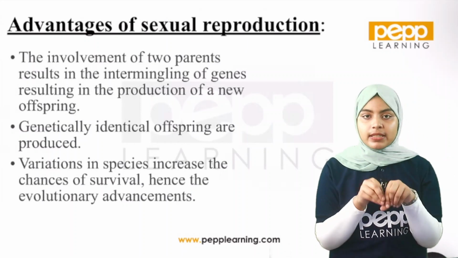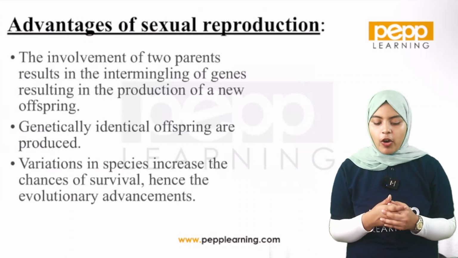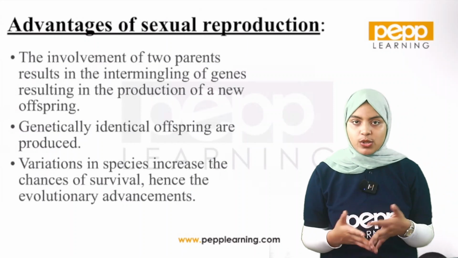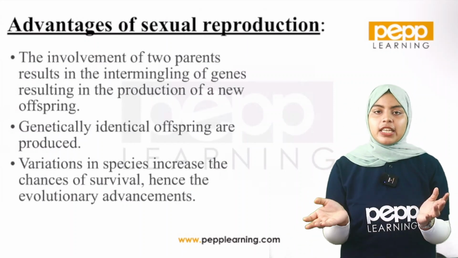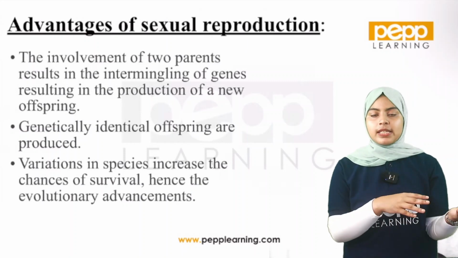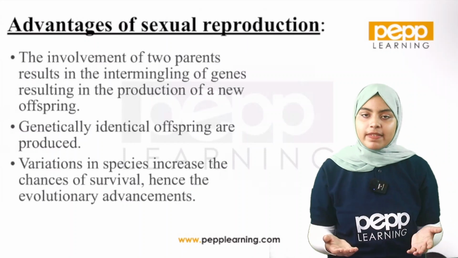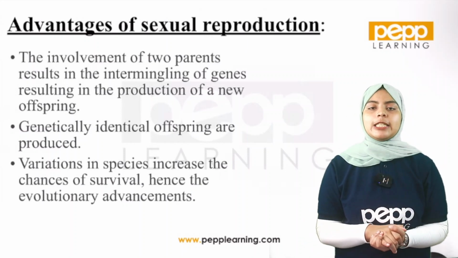The genes are intermingled and a new offspring is formed, and genetically varied offspring are produced, and variation in species increases chances of survival, hence evolutionary advancement. So there is variation in species because two parents are there, so the chances of survival are high. Those are the advantages of sexual reproduction.